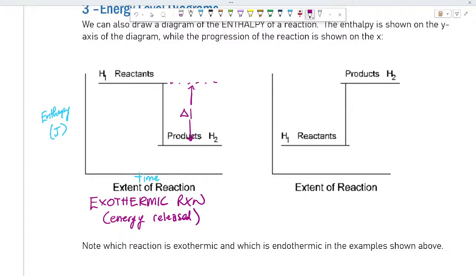Delta H. No, if you want to know delta T, that would be the time it takes for the reaction to happen. That would be delta T, but we don't care about that. I mean, we're going to care about that in a few days, but right now we don't care about that.